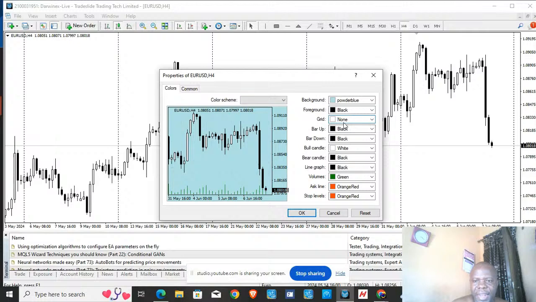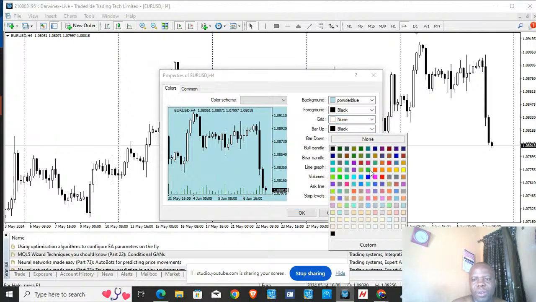I don't want to have any grid line. I can change my candlestick colors under black, under my bar up. I can go to my bar up. Okay, let me use something like navy blue.